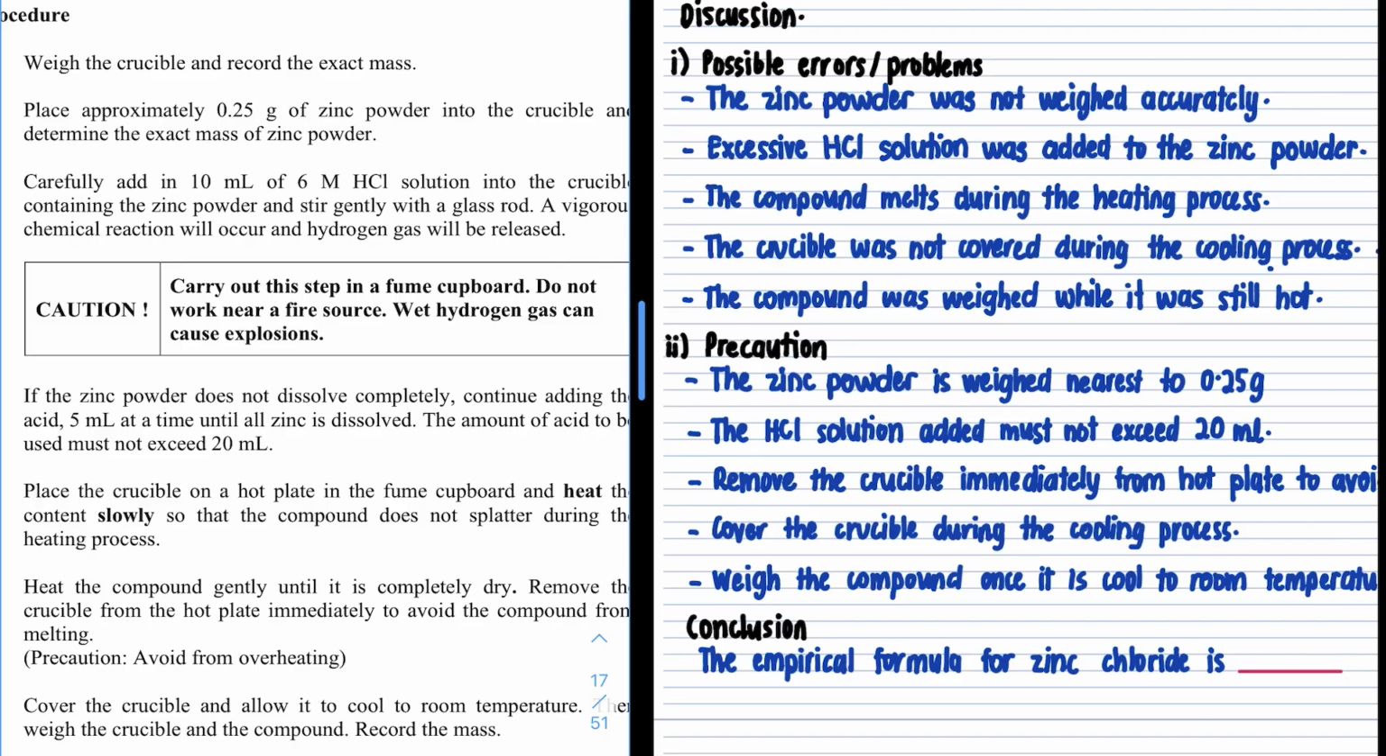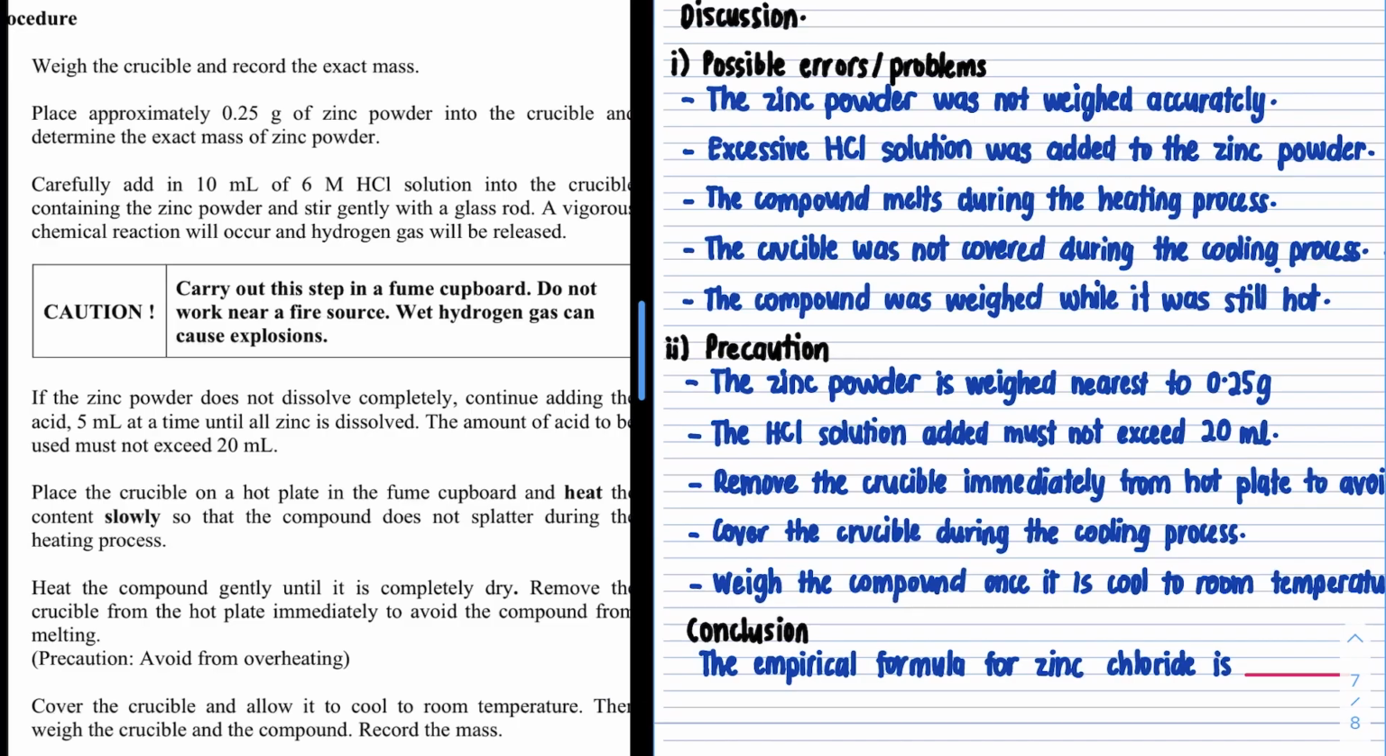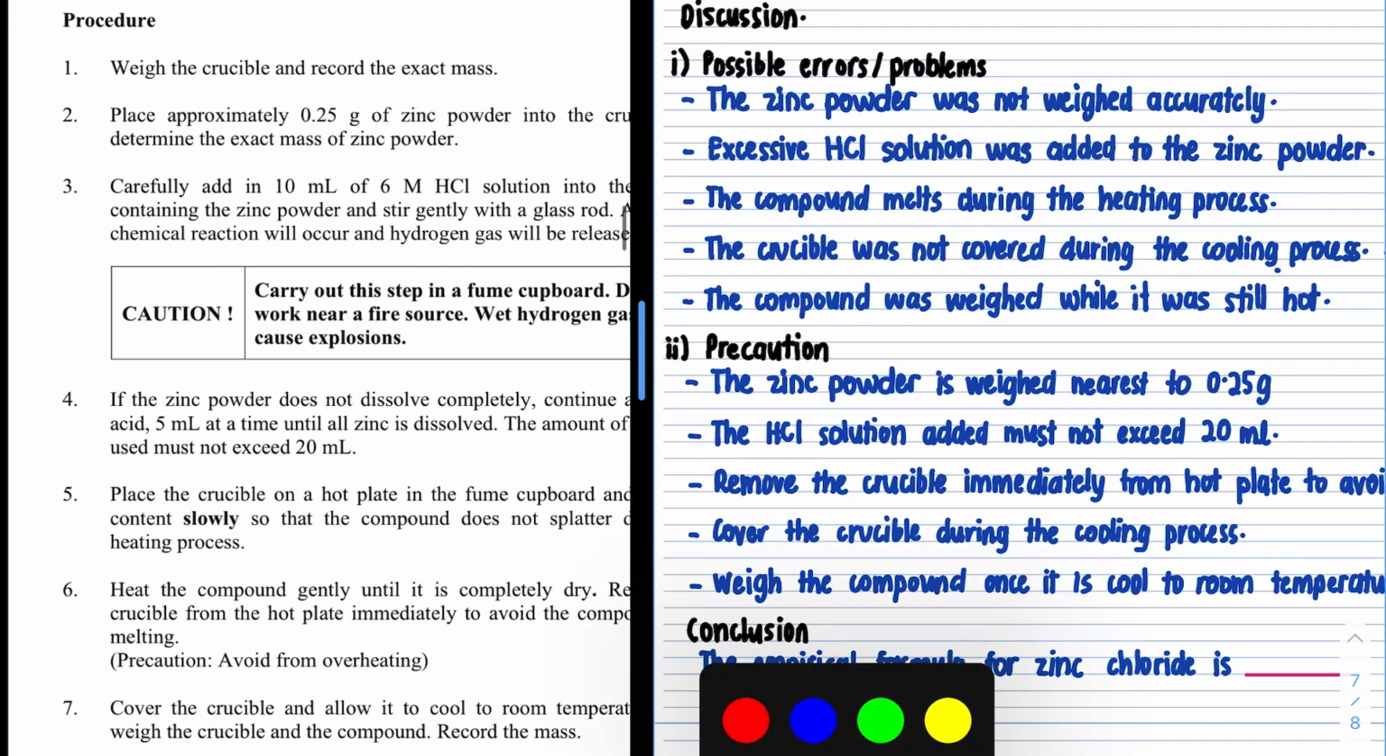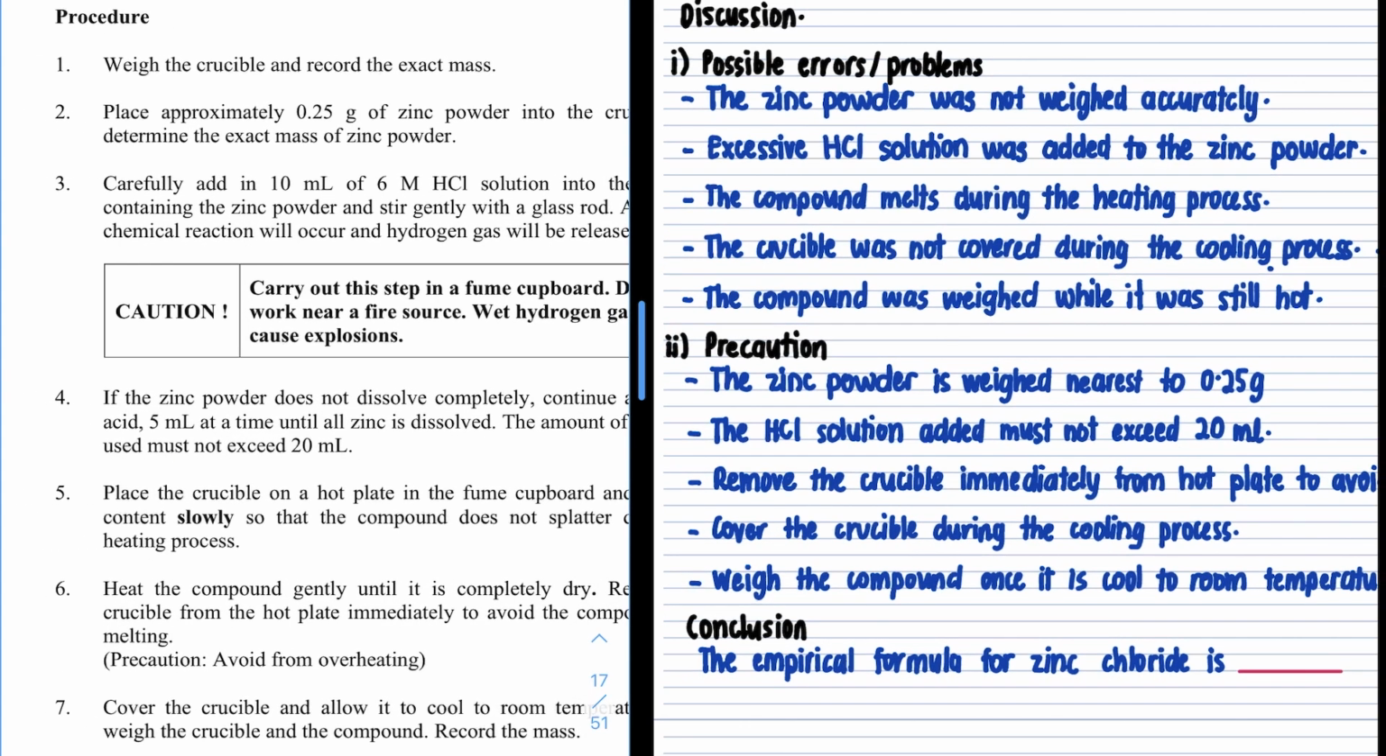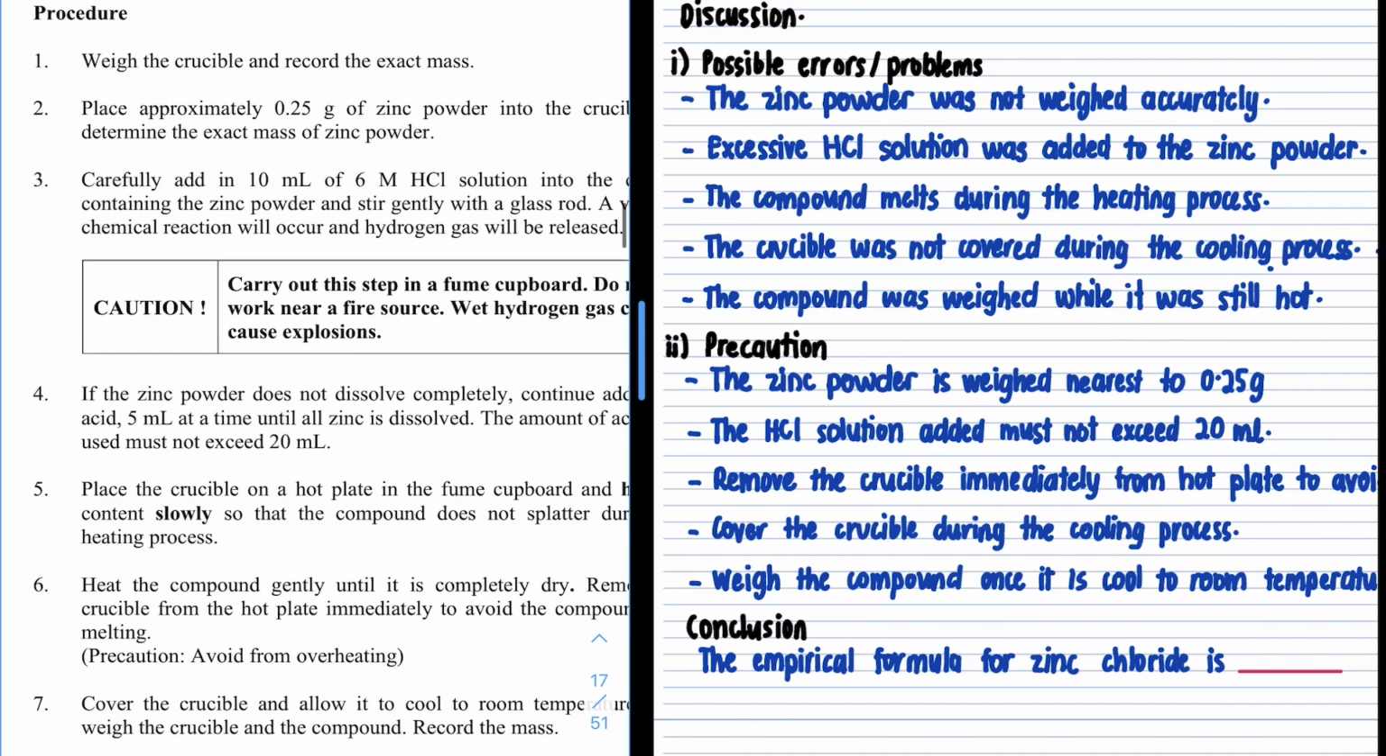Okay, so where excess HCl solution, maknanya you have added extra HCl solution, was added to the zinc powder. So what is the precaution? This is the precaution: the HCl solution added must not exceed 20 ml. Sebab dekat sini kata must not exceed 20 ml, from the procedure itself lah. Yeah, must not exceed 20 ml.